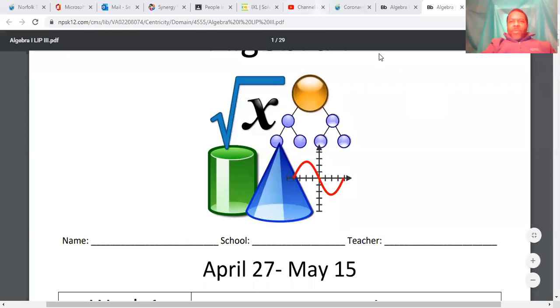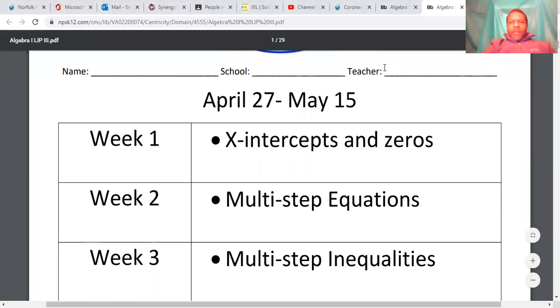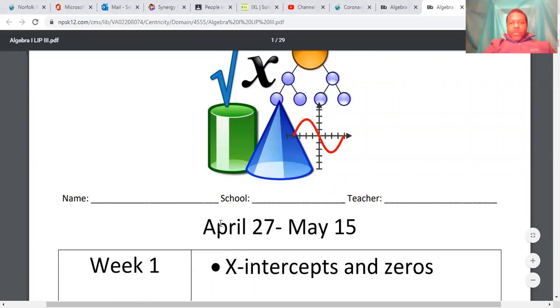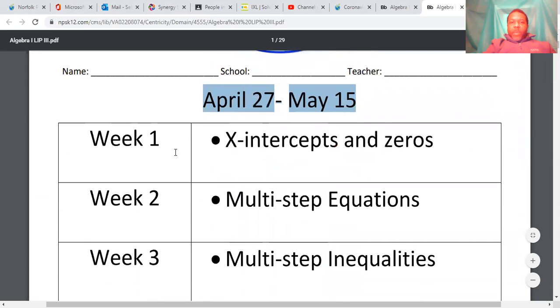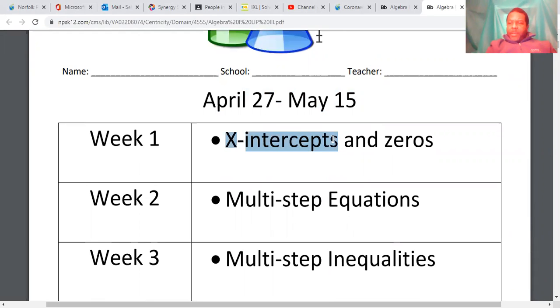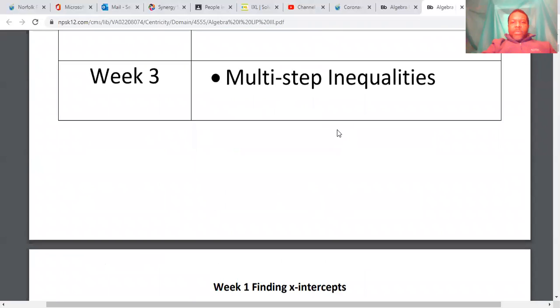So, look, if you're working on this algebra packet, which is dated April 27th through May 15th, that's the MPS Algebra 1. Okay, so week 1, x intercepts and 0. So this simply says that we're going to work on where the x intercept comes into play, okay? All right, so let's go to page 1.